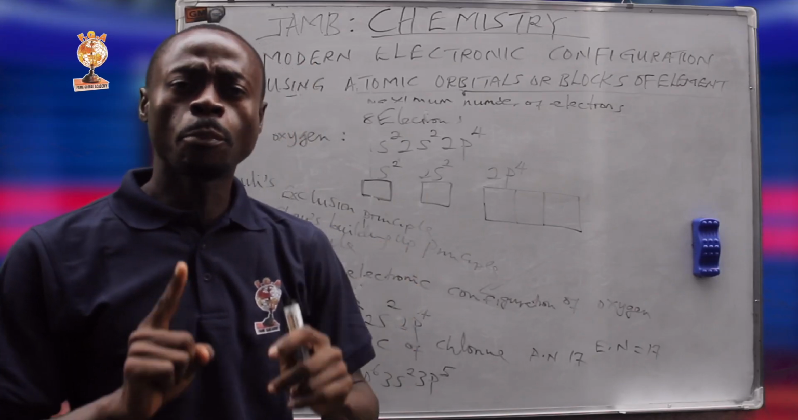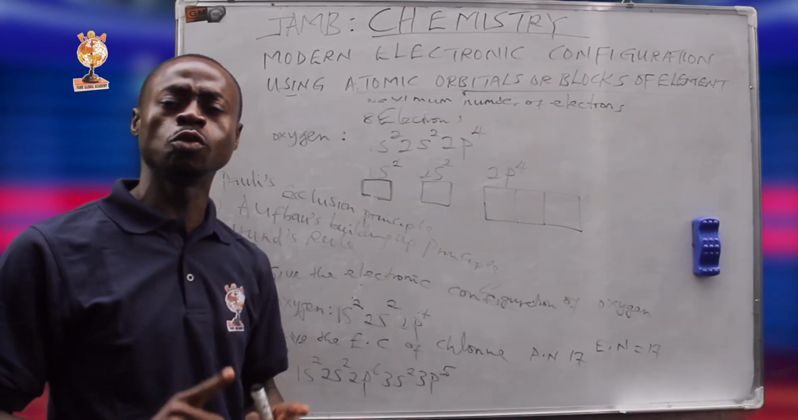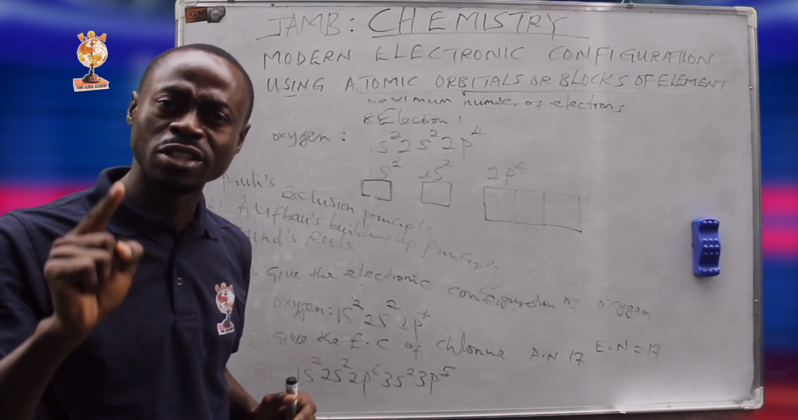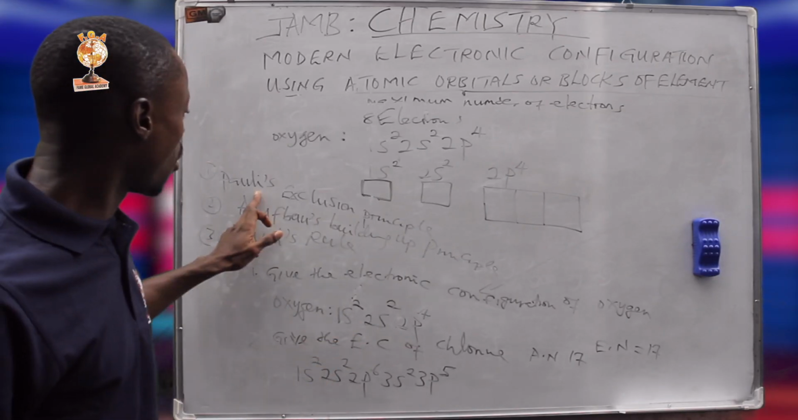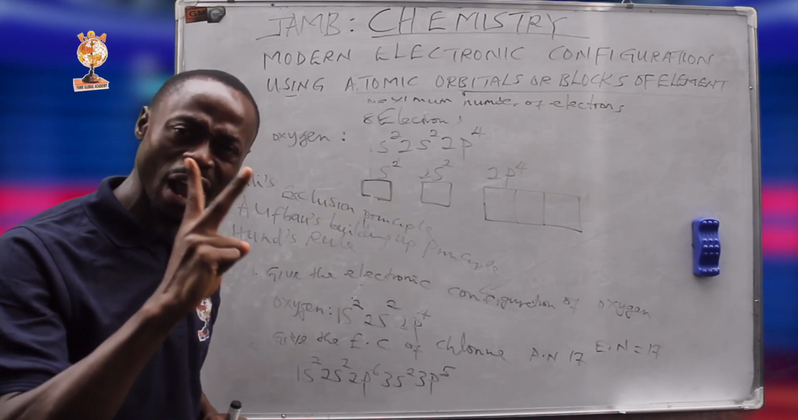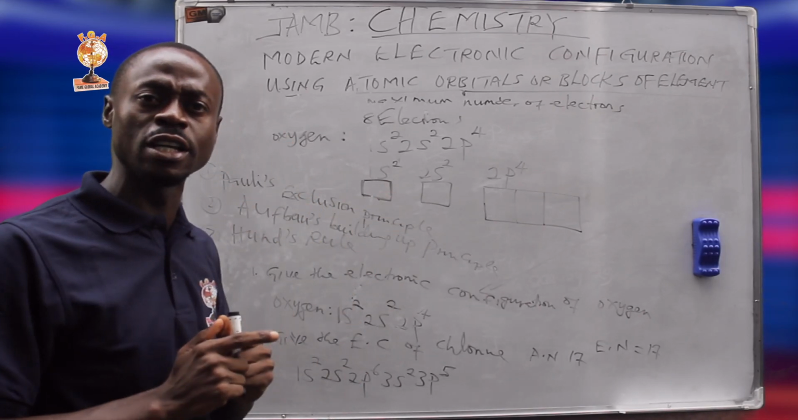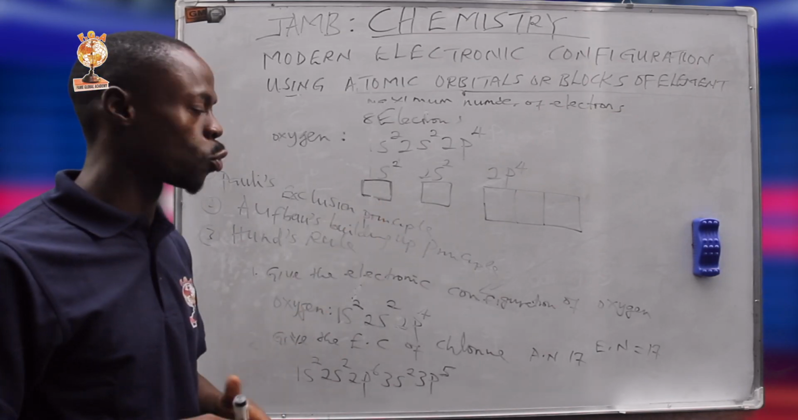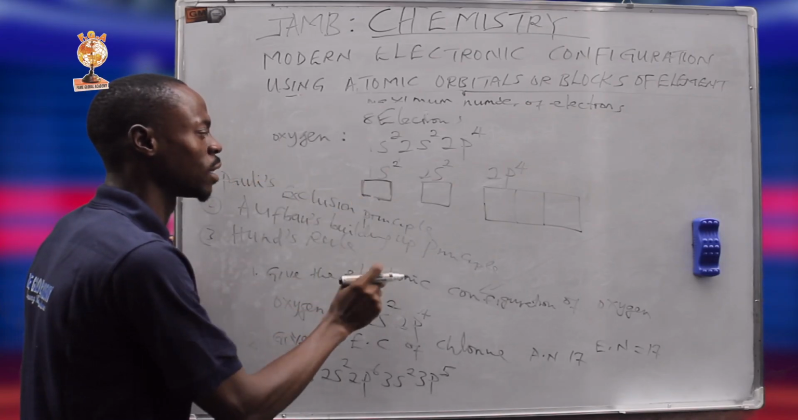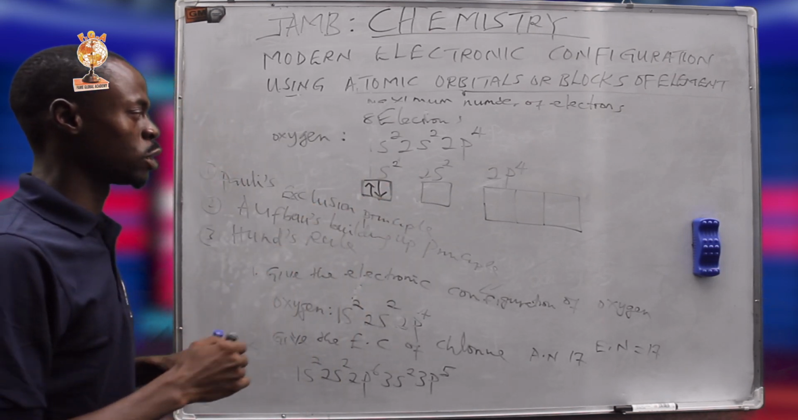In simple terms, Pauli's exclusion principle states that you do not put more than two electrons into the same orbital, and they must have opposite spin. I take that again. Pauli's exclusion principle states that do not put more than two electrons into the same orbital but with opposite spin. Let's apply it to this question that we are answering.